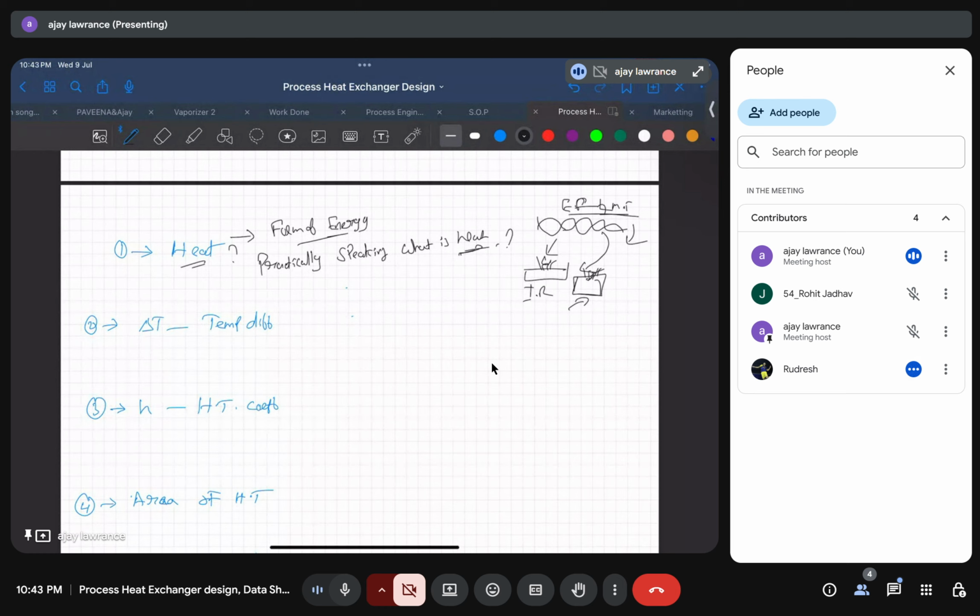What is heat practically? Something which increases temperature. Very good answer actually. Something which increases temperature. Very good answer. Something that increases temperature.